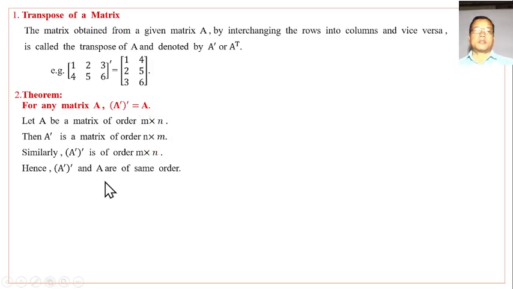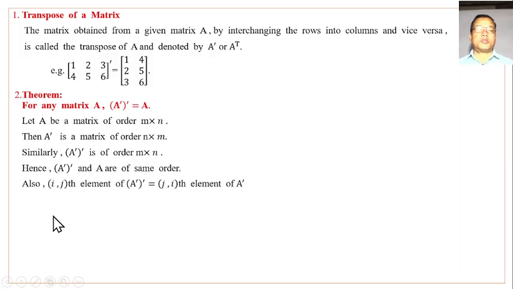Then, next, the corresponding elements. Also, the ijth element of the transpose of the transpose of A is equal to the ijth element of A transpose's transpose, which is the jith element of A transpose, which in turn is the ijth element of A. The ijth element of the transpose of the transpose is equal to the ijth element of A.